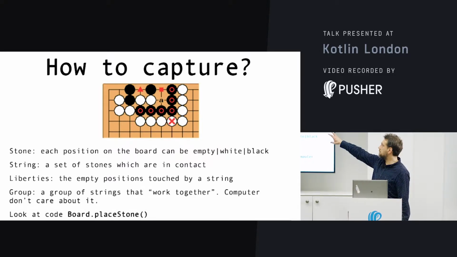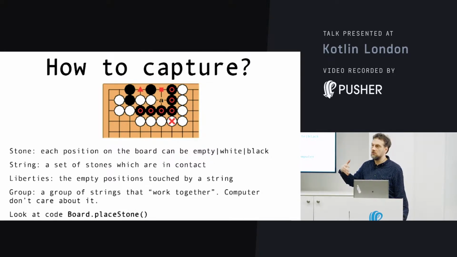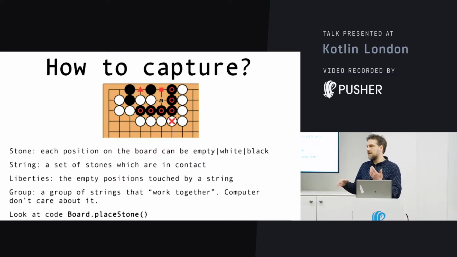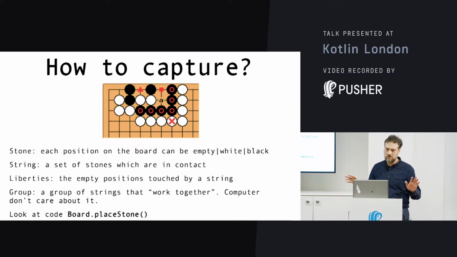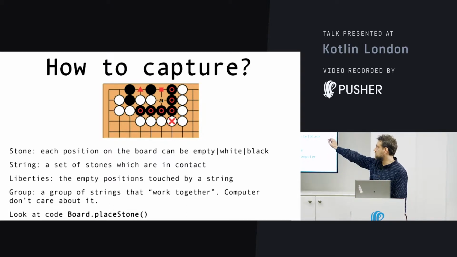And then there is a group. For example, all the black stones here form a group, which is very important when you study Go as a human. But for the computer, there is no equivalent. It's very, very hard to define what a group is from the computer's point of view, so we just avoid it. We just talk about strings. Strings are touching, basically. Groups are connected, but not touching each other.